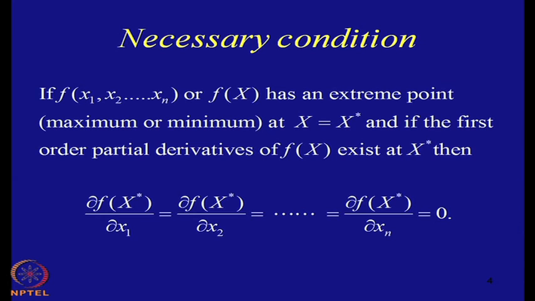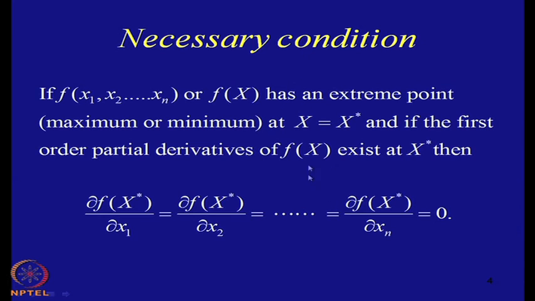If you remember, for the necessary condition involving a function of a single variable, we had the same condition. Instead of the partial derivative, there we had the first order derivative of the function. Since here the function is a function of several variables, we need to consider the first order partial derivatives of f with respect to x1, with respect to x2, similarly for all other variables up to xn, and we equate them to 0 at the point, then we will get the extreme point x equal to x star.